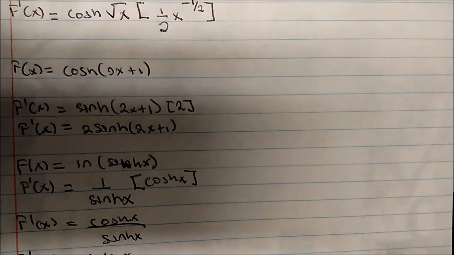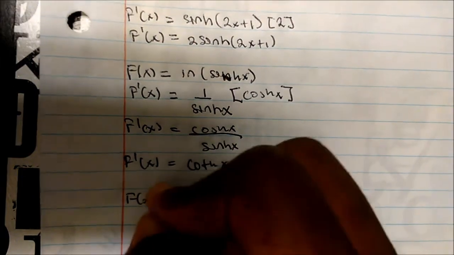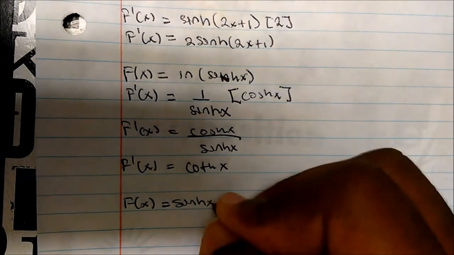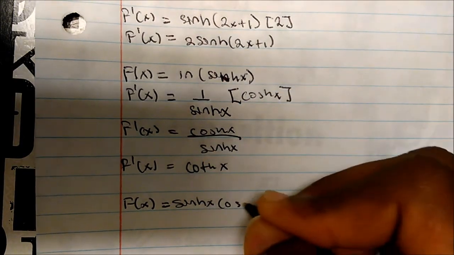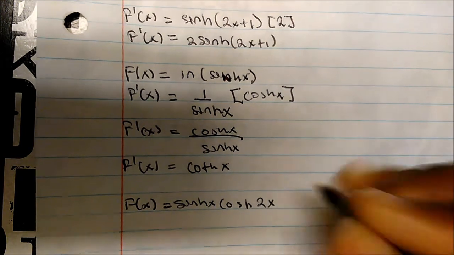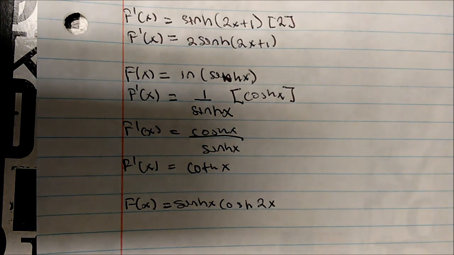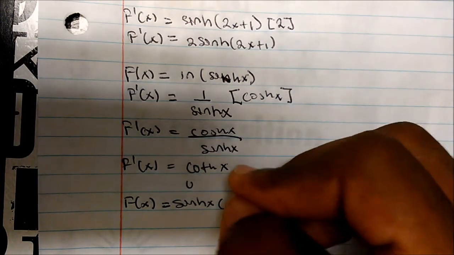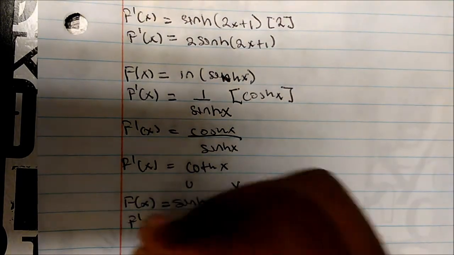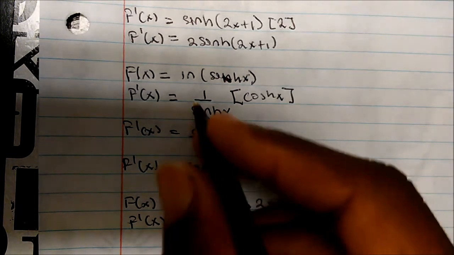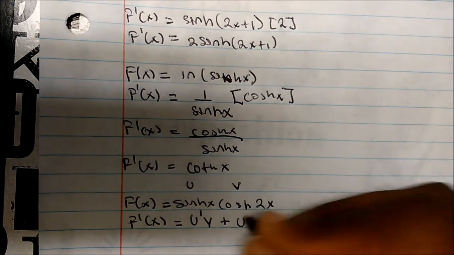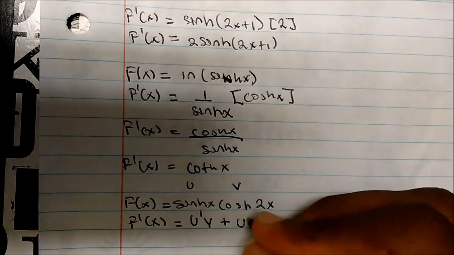Let's look at the last one. Again, these derivatives are fairly easy. If we have a function that we define to be f of x is equal to sine hyperbolic of x times cosine hyperbolic of 2x. Sorry about that. Now I'm looking at a product. If we call this u and we call this v, f prime of x in that notation will be the derivative of u times plain old v plus plain old u times the derivative of v.